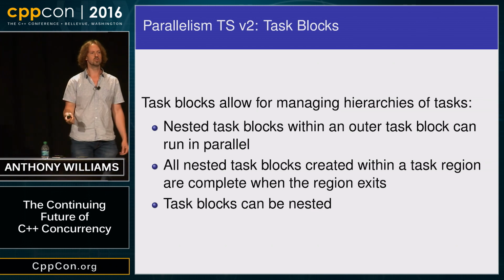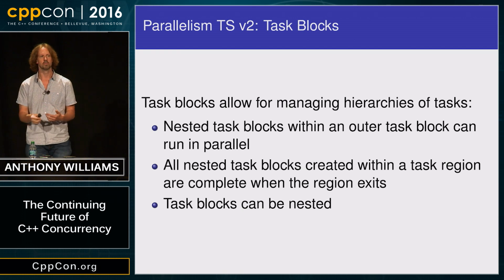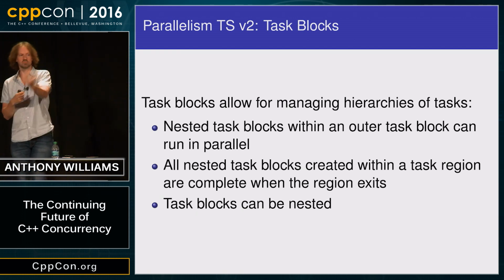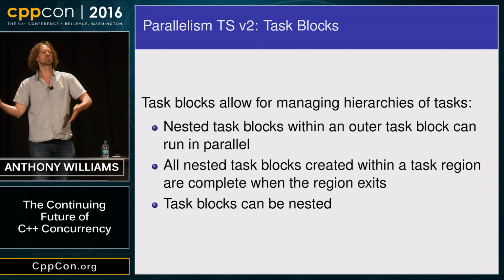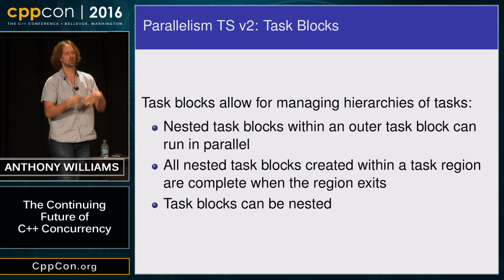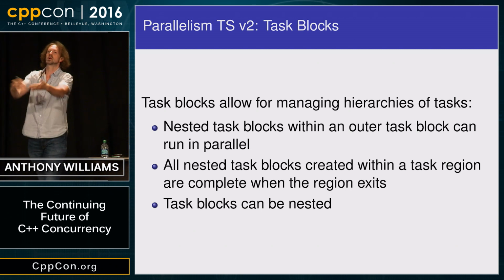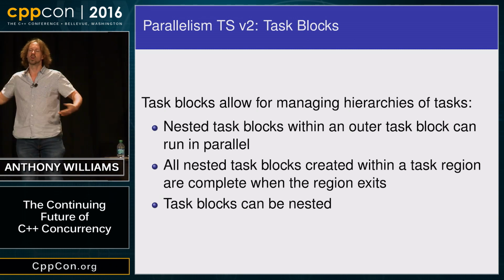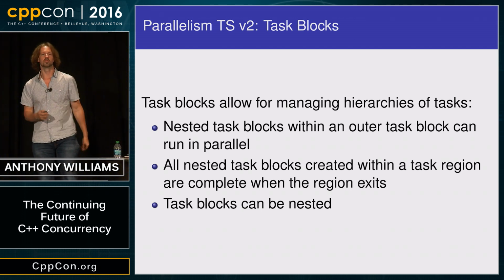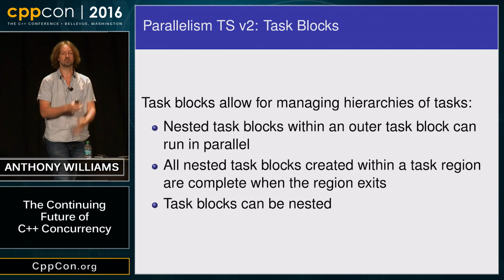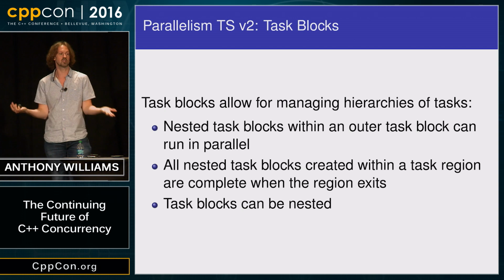Task blocks from Parallelism TS2 are about managing hierarchies of tasks. So you can nest task blocks n deep, and nested task blocks can run in parallel. It's sort of fork-join parallelism, because all the nested task blocks within the task region are complete when it exits. So you create all your nested task blocks, and then when you exit your block, all those parallel tasks are joined. We have that fork-join parallelism, which is great for some things. So for recursive divide and conquer through a system, that's great.